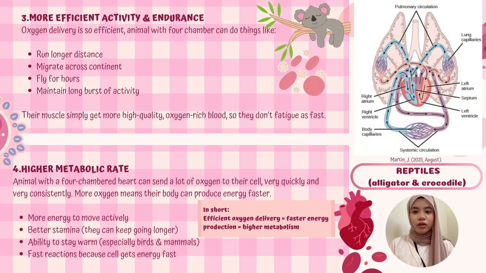For higher metabolic rates, animals with a four-chamber heart can send a lot of oxygen to their cells very quickly and very consistently. More oxygen means their body can produce energy faster: more energy to move actively, better stamina so they can keep going longer, ability to stay warm, especially for birds and mammals, and fast reactions because cells get energy fast. In short, efficient oxygen delivery equals faster energy production equals higher metabolism.